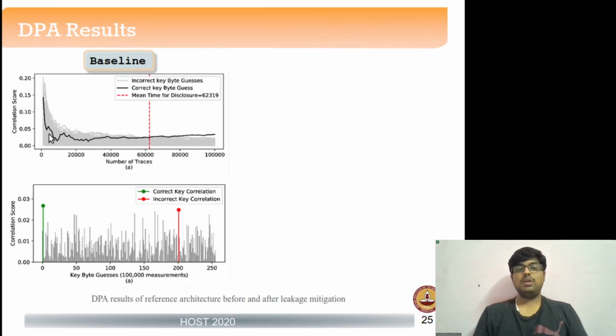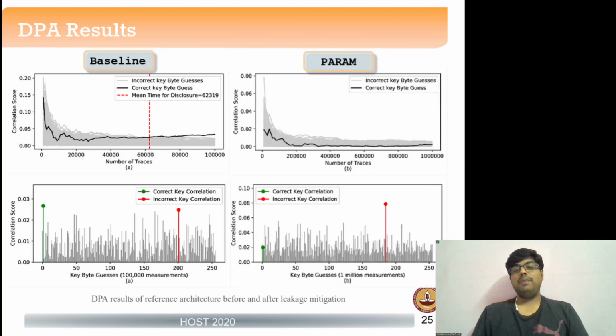For our baseline processor, as we see here, the correct key correlation goes high when it reaches 63,000 traces. From there on, it started to leak the information. On the other hand, in PARAM, even after 1 million traces, the correct key correlation is very low when compared to the incorrect key guesses.